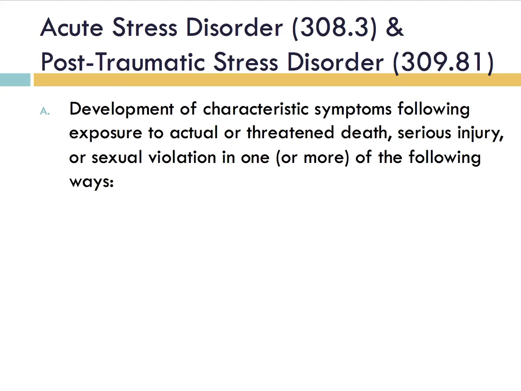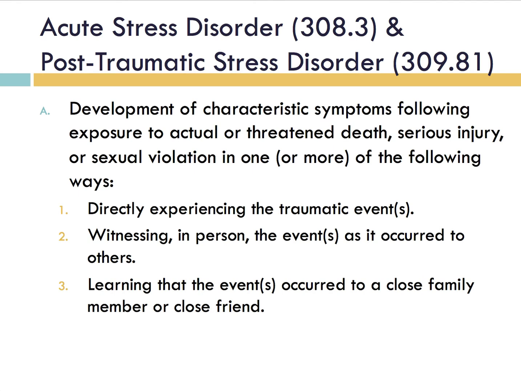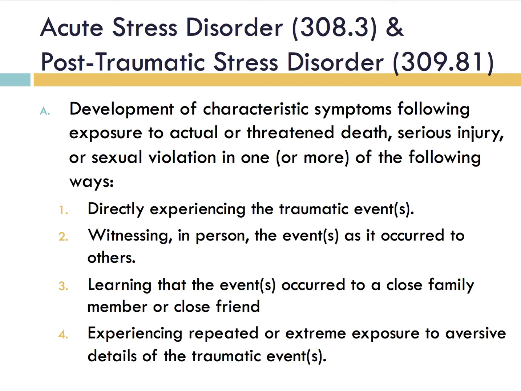So overall, acute stress disorder and post-traumatic stress disorder are diagnosed when a person develops characteristic symptoms following exposure to actual or threatened death, serious injury, or sexual violation in one or more of the following ways: directly experiencing the traumatic event, witnessing in person the event as it occurred to others, learning that the event occurred to a close family member or close friend, and in this case, the DSM-5 specifies that in cases of actual or threatened death of a family member or friend, the event must have been violent or accidental, and experiencing repeated or extreme exposure to aversive details of the traumatic event.